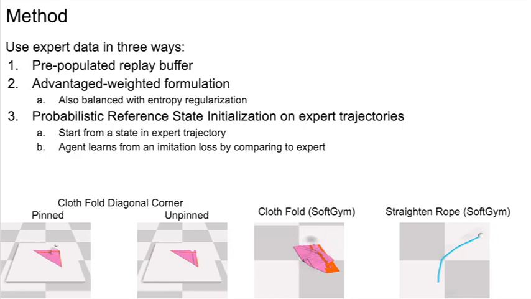Specifically, our method uses expert demonstrations in three ways. 1. We pre-populate the replay buffer with expert trajectories before training. 2. We leverage an advantage-weighted loss formulation, encouraging the agent to match expert actions in the replay buffer. Note that we balance this with an exploration term as well. And 3. We employ reference state initialization probabilistically, resetting the agent to a state along an expert trajectory. Then we compare the state trajectories of the expert and the agent for an imitation reward.